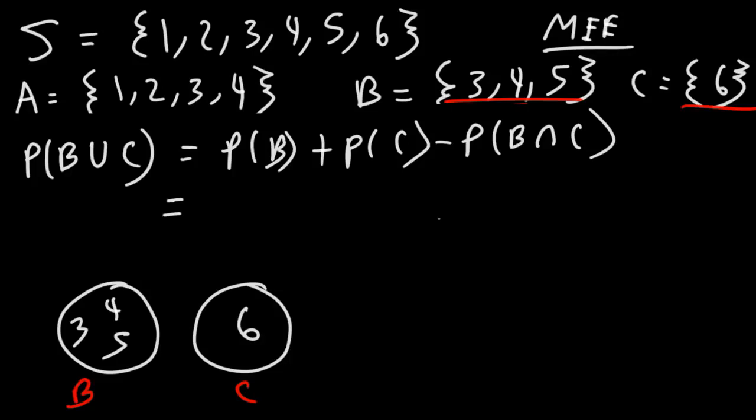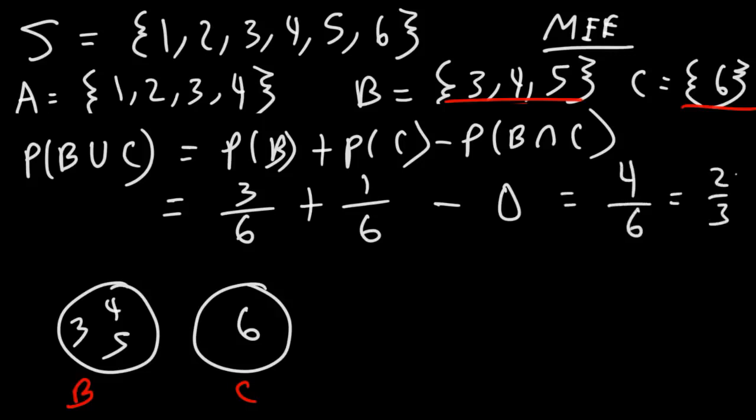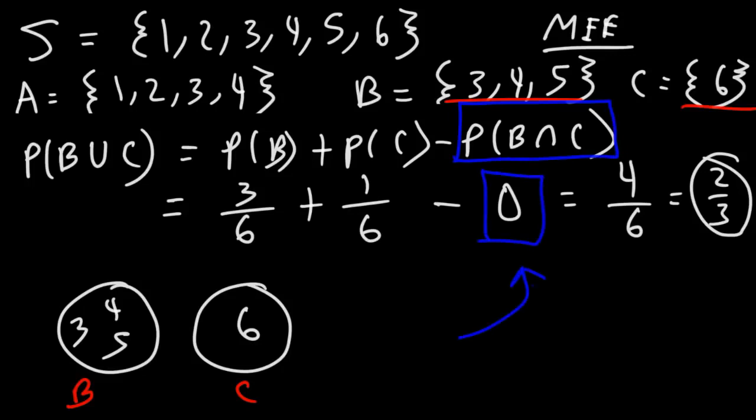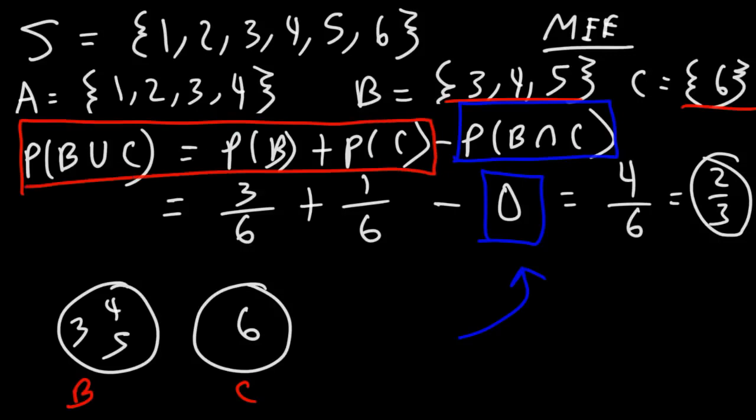The probability of getting B is going to be the 3 outcomes that it has out of 6 potential outcomes. The probability of getting C is 1 outcome out of 6. Now the probability of getting both B and C, that's going to be 0 because there's nothing in common. So the entire event is 4 over 6, which is 2 over 3. So anytime you have mutually exclusive events, the probability of both events occurring will always be 0. So keep that in mind. So thus we have this formula: P of B or C is just P of B plus P of C if they're mutually exclusive.